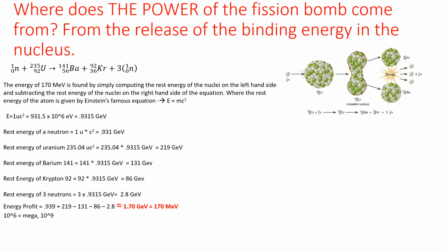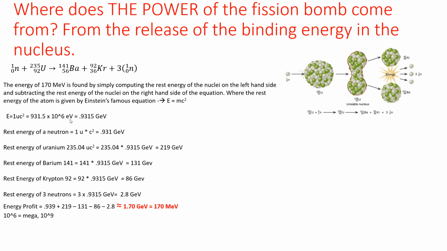To compute the energy of this nuclear reaction, it's pretty straightforward to compute the rest energy of the neutron and the uranium atom, and then also the energy of the products, the barium and the krypton and the 3 neutrons. We're going to use E equals mc squared to do that. Nuclear physicists work in atomic mass units, and 1 atomic mass unit multiplied by c squared is 931.5 mega electron volts.